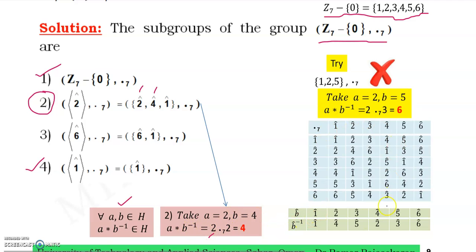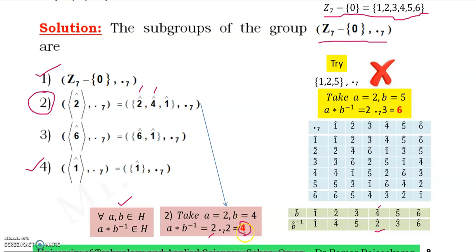On this question we already derived it in the previous video. You see, B is 4. For 4, what is B inverse? What is the inverse of 4? That is 2. So A I already took as 2, B inverse is here 2, so I write 2. Now 2 multiplied by 4, it is less than 7. So if you apply the modulo, your remainder is 4. So your answer is 4.